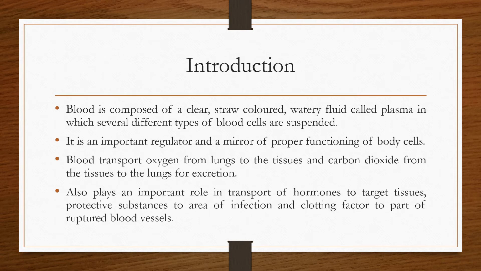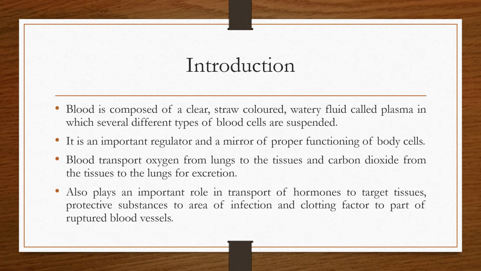See the introduction to blood products. First, the definition of blood. What is the blood? Blood is composed of a clear, straw-colored, watery fluid called plasma, in which several different types of blood cells are suspended. This blood is a very important regulator and a mirror of proper functioning of the different body cells.